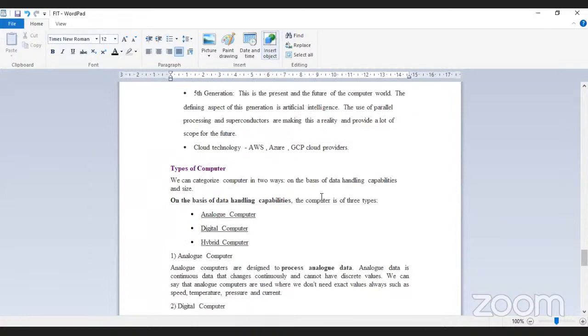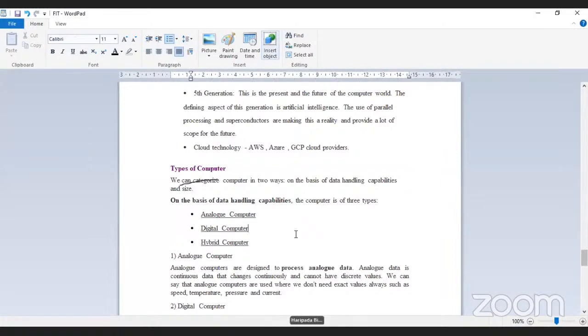Types of computers. So how can we define types of computers? Definitely a measurement is required. For example, if I'm looking at the structure of a computer, that is a type of computer. If I'm thinking about the storage of a computer, that also comes under a type of computer. Here I have categorized types of computers into two ways: on the basis of handling capabilities and size.